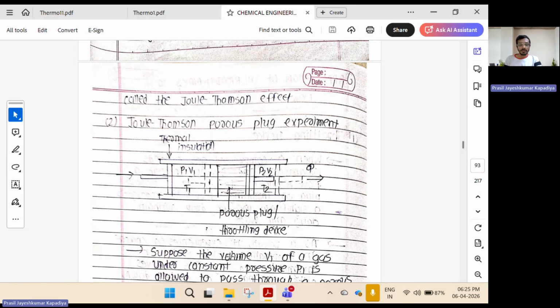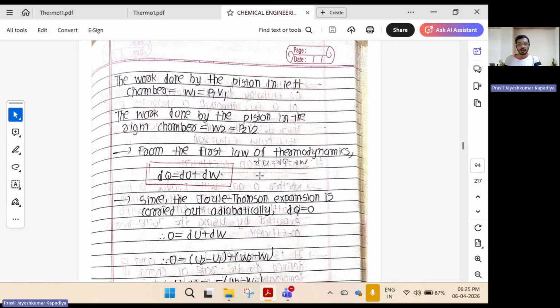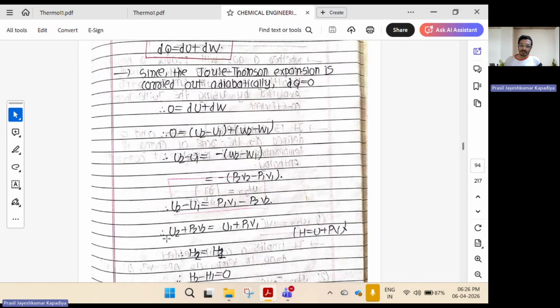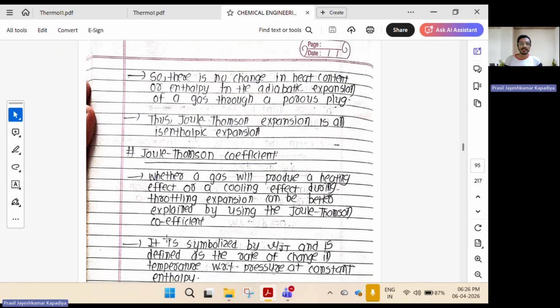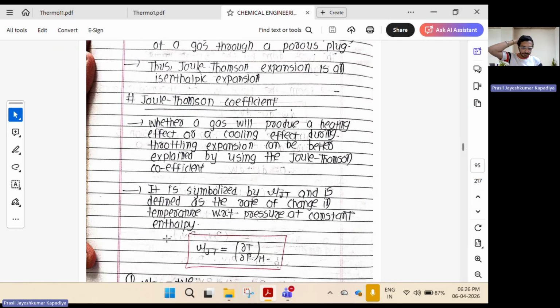So initially the work done by the gas is P1 V1, that is taken positive, and final is P2 V2. So if I apply the first law of thermodynamics, it is dq is equal to dU plus dW, and dq is equal to 0 because we are considering adiabatic expansion. So 0 is equal to dU plus dW. If I combine the terms, I get that H2 is equal to H1. So delta H is equal to 0. So Joule-Thomson expansion is an isenthalpic process.